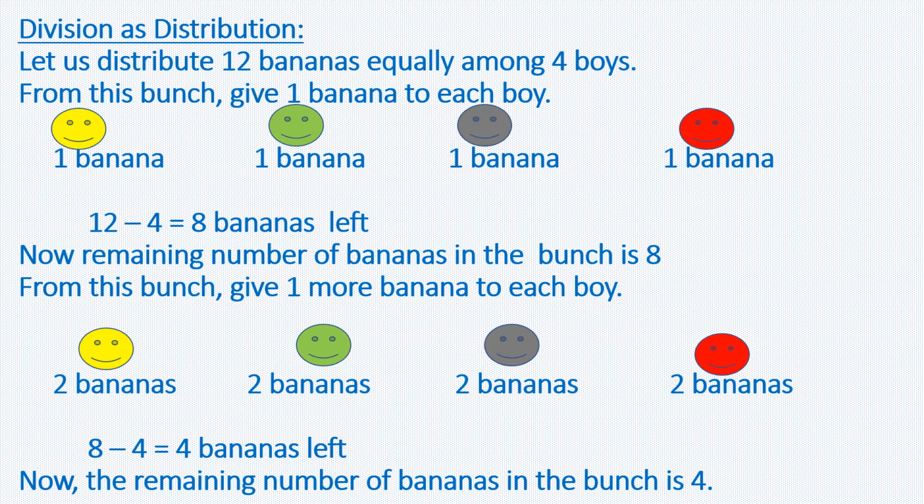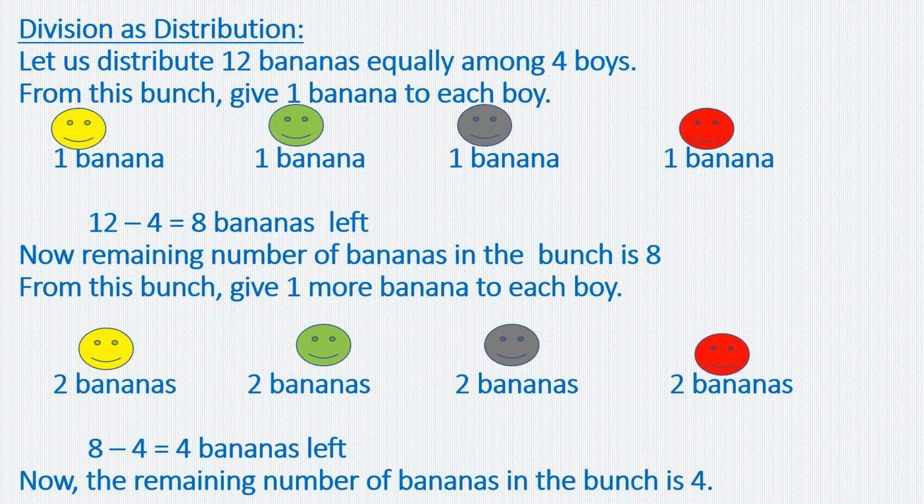Now from this bunch, we will give one banana to each boy. So the first child will get 1 banana, second child will get 1 banana, third child will get 1 banana and fourth child will get 1 banana. So out of 12, we have already distributed 4 bananas and now we are left with 8 bananas. Now children, out of these 8, we are again distributing one more banana to each boy. So the first child will now have 2 bananas, second child again 2 bananas, third child again 2 bananas and fourth child again 2 bananas.